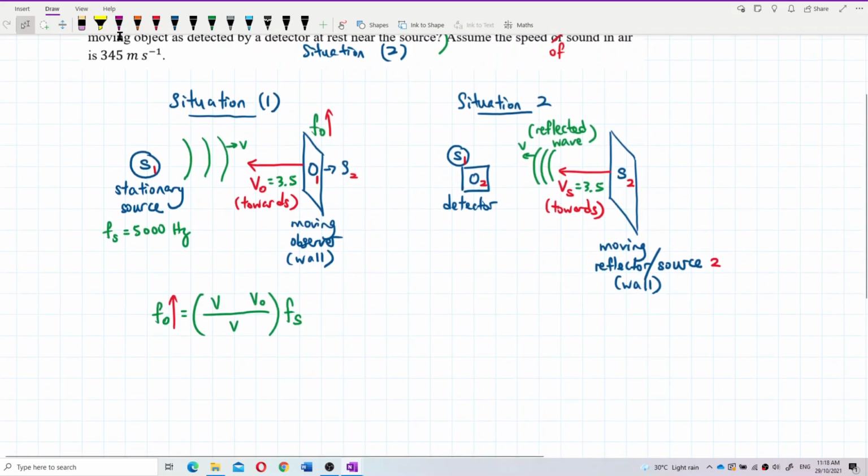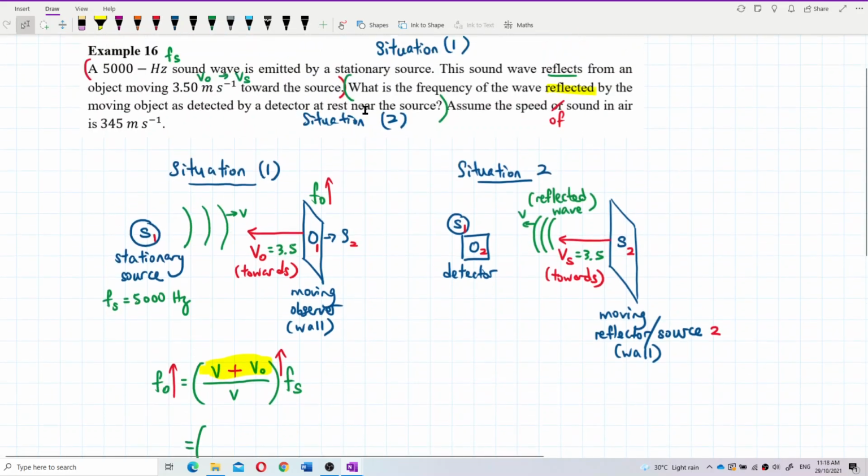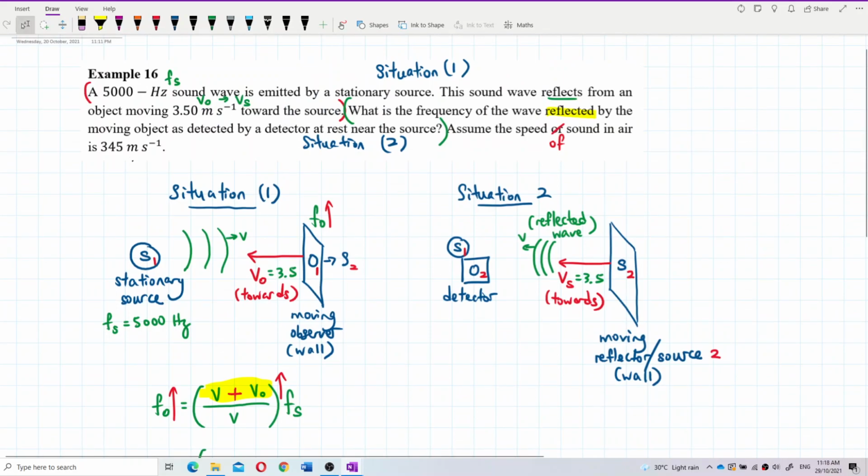So for this one, the value at the top needs to become bigger. How to make it bigger? We make it a positive, plus VO. This value at the top becomes bigger, so the FO becomes bigger. That's how we do it. Now we substitute the values. What is the V value? The speed of sound.